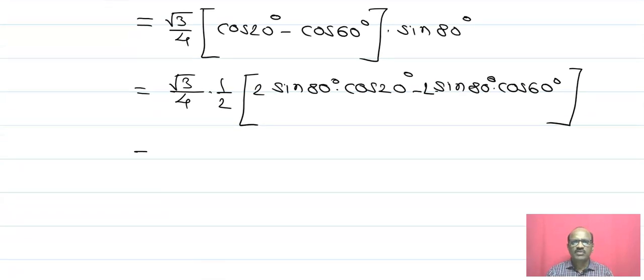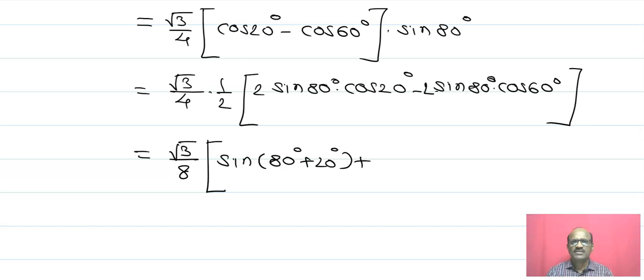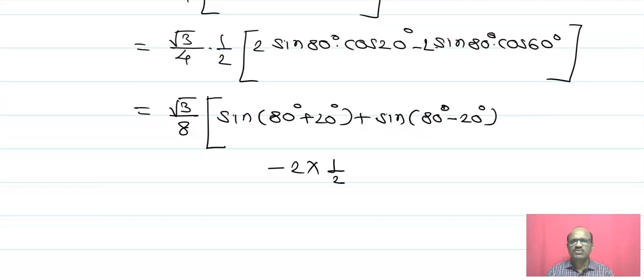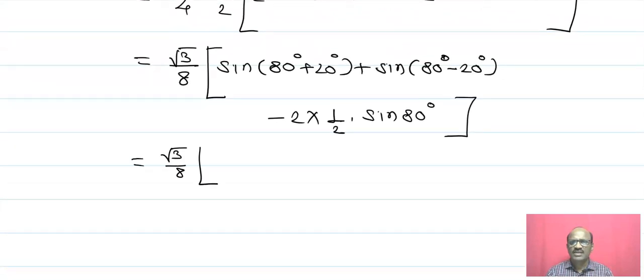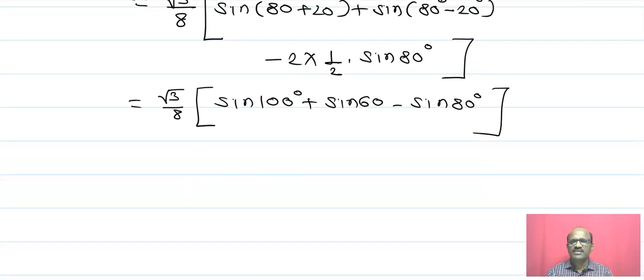And that's why root 3 upon 4 upon 8, in bracket, sin of 80 plus 20 plus sin of 80 minus 20. This is the first, and next is 2 sin 60 is again 1 upon 2 into sin of 80 as it is. Therefore, root 3 by 8, sin of 100, and next is sin 60. Again 2 gets cancelled, we are getting the sin of 80. That is the root 3 upon 8 in bracket.